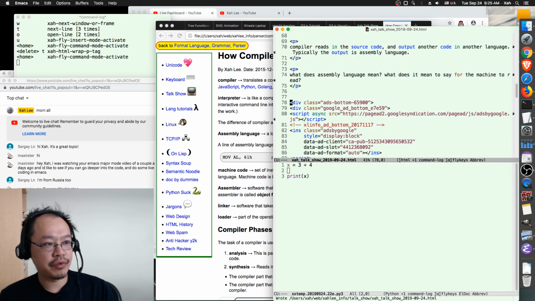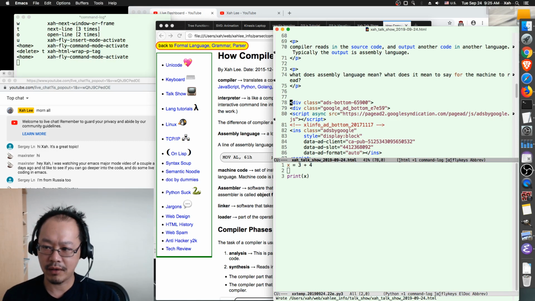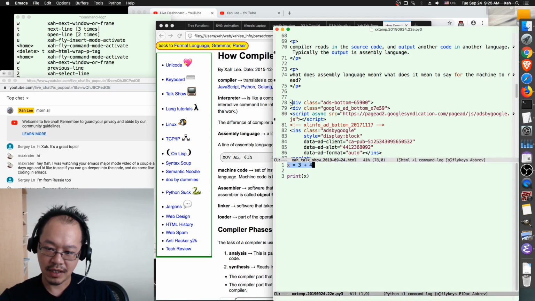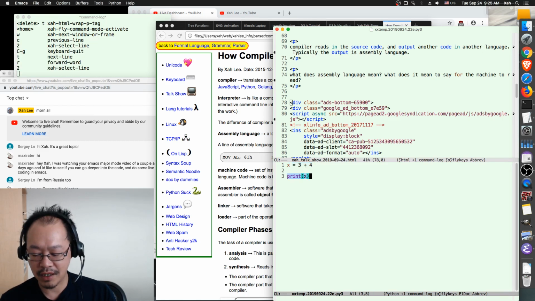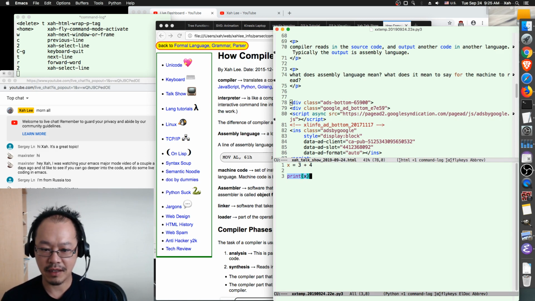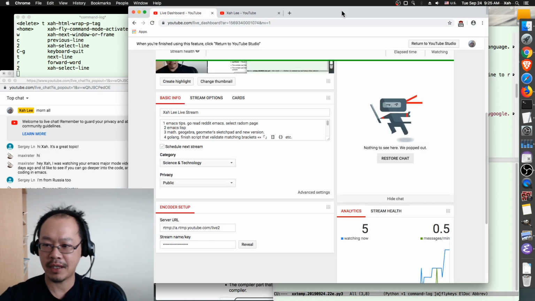Human languages, including programming languages, high level languages such as Python, are read by humans. You understand what x equals 3 plus 4 means, and you understand what print means. Typically it's based on English. But what does a machine understand? What does a machine read? You can think of a machine as an abacus. This is the most basic understanding of a machine.